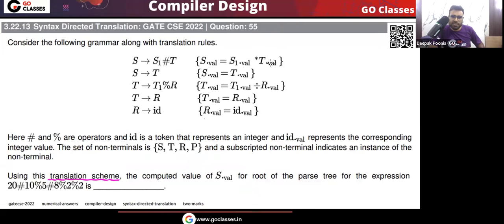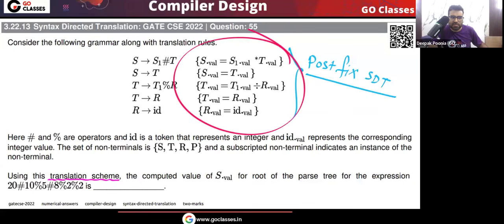First, you tell me, this given SDT, this given syntax directed translation scheme, is this a postfix SDT? Let me know. Is this postfix SDT? Yes, this is postfix SDT. Yes or no? Because all the semantic actions are placed at the right end of the production bodies. So this is actually postfix SDT because all these semantic actions are placed at the right end of the production bodies.